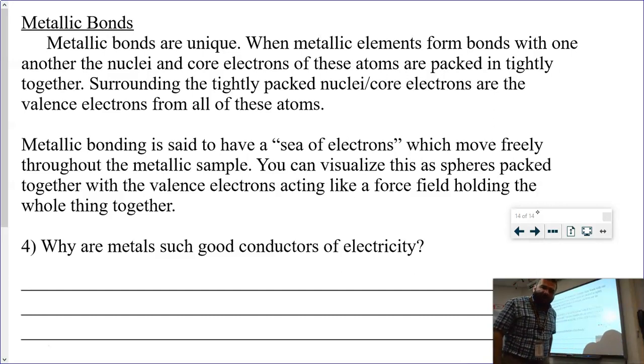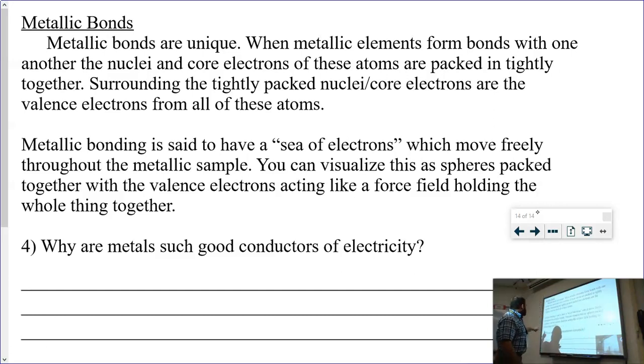But let's talk about one more type of bonding that is new. Good news, we don't have to know a ton about metallic bonding. But anyway, let's finish topic 2.1. So, metallic bonds are unique. When metallic elements form bonds with one another, the nuclei and core electrons of these atoms are packed in tightly together. Surrounding the tightly packed nuclei and core electrons are the valence electrons from all of these atoms. Metallic bonding is said to have a sea of electrons. Essentially, all of the valence electrons of all of these metallic atoms are free to move throughout this metal sample.